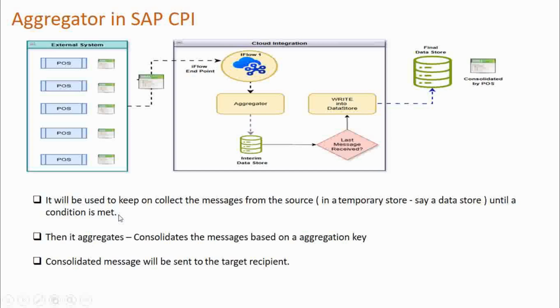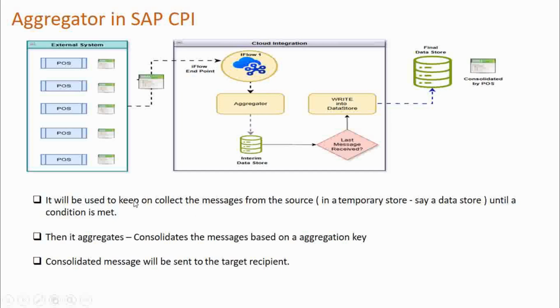What is the business condition? The business condition could be that the message says this is my last message from the source, or end of the day is reached, or any other condition, right? Any business condition which says that there are no more messages from that source. In that way, it will keep on collecting the messages and put them in an interim data store.